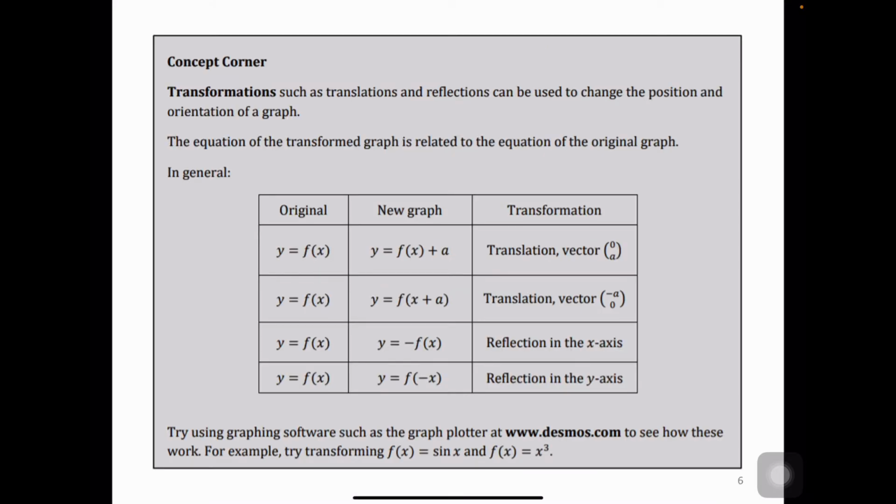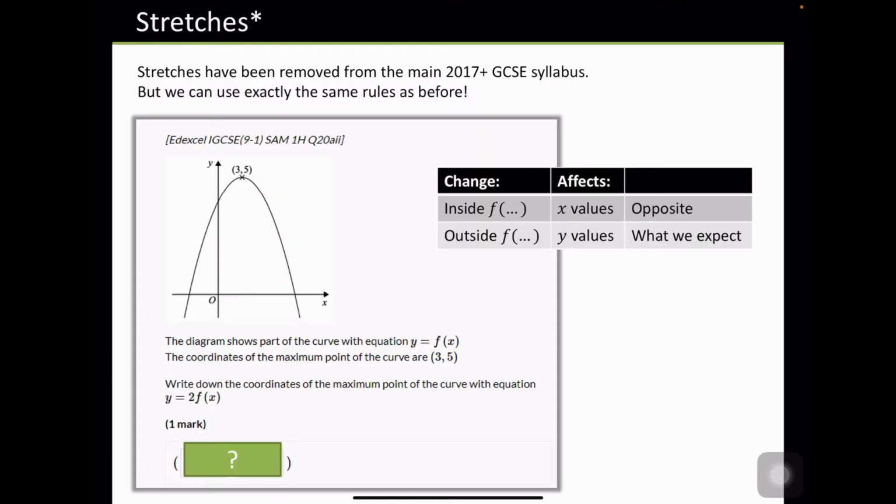So transformations. As you can see here, the a is outside the brackets, and so it will affect the y coordinate. That's how I always remember it. If the value is within the brackets, it affects the x coordinate, and if it's outside the brackets, it affects the y coordinate. This is the GCSE content, and I'll show you the stretch slides as well.